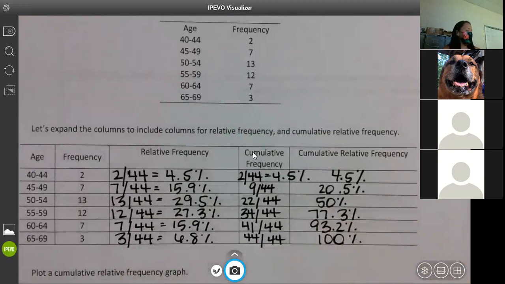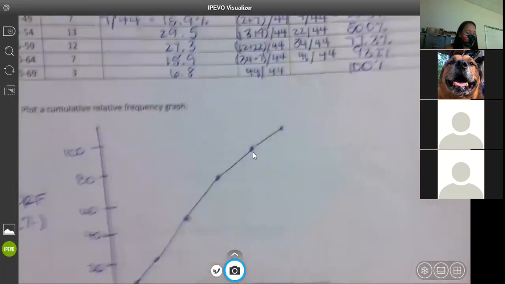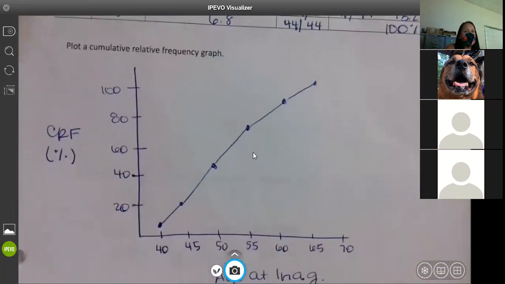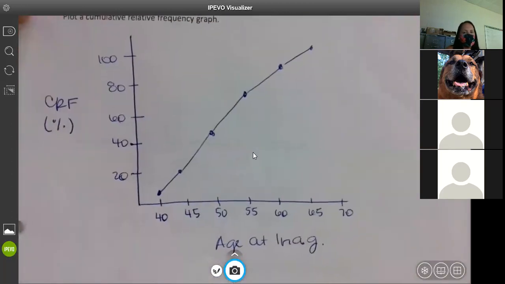All right. So to save us some time, if you want to do it, you can. I am not going to. But you can make a cumulative relative frequency graph. It's the same graph as always.